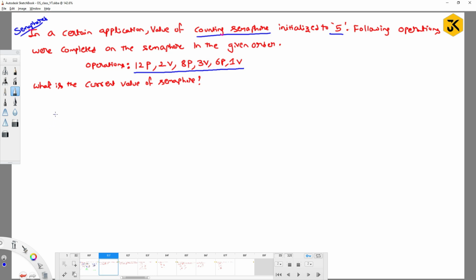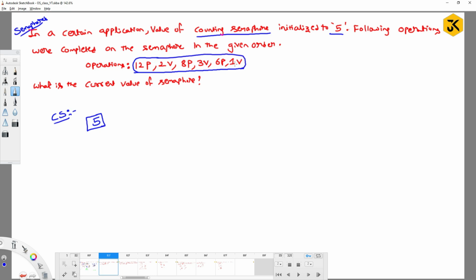They have given one counting semaphore. This counting semaphore is initialized with the value 5. And the operations that they are following are given in the respective order.